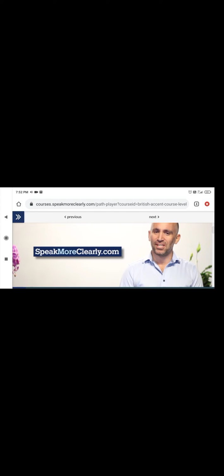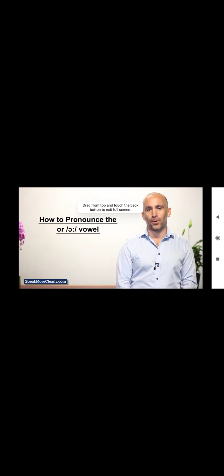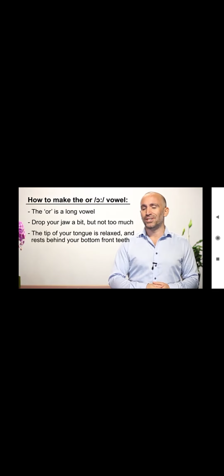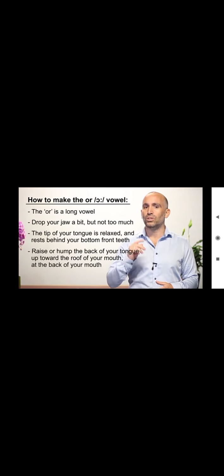Hi, in this video you will learn how to pronounce the OR vowel. When you pronounce this vowel, you don't pronounce the R sound, except when you are linking words together. I'll talk about the linking later. The OR is a long vowel. To make the OR vowel, you drop your jaw a bit, but not too much. The tip of your tongue is relaxed and rests behind your bottom front teeth. You raise or hump your tongue up toward the roof of your mouth at the back of your tongue.